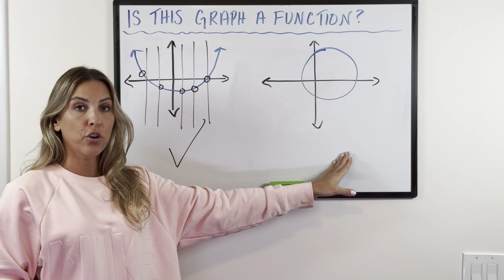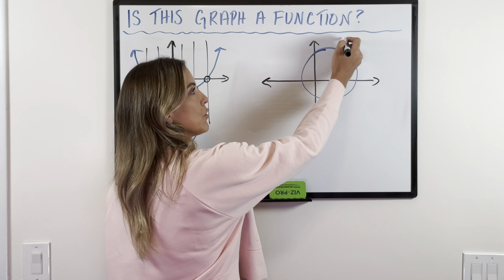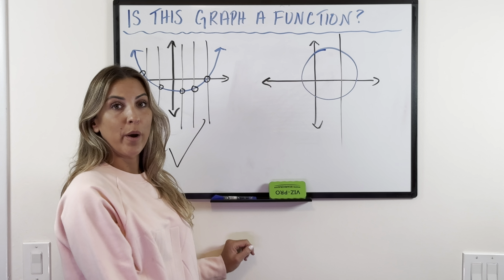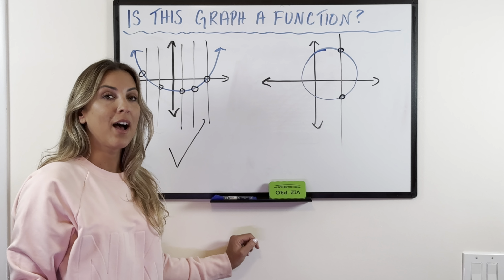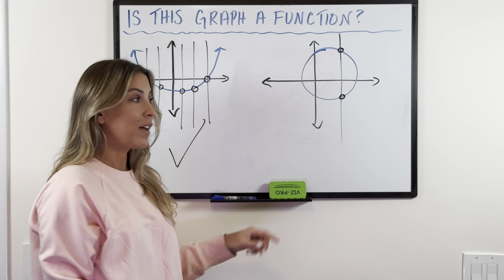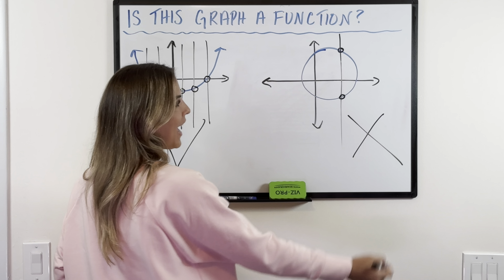All right, let's look at the circle drawn in this example. If I do the vertical line test on this circle, as soon as I draw my first vertical line, what do I notice? That it hits my graph 1, 2 times. So because it hits the graph more than once, this is not a function.